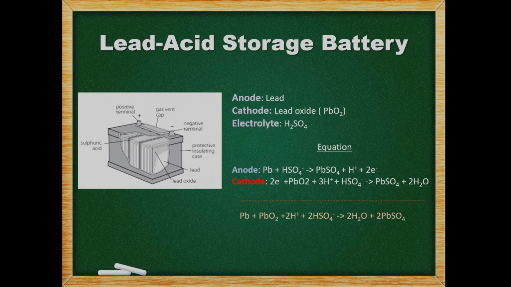The anode of these batteries is lead, and the cathode is a compound called lead 4 oxide. This battery is called a wet battery due to its electrolyte being sulfuric acid.